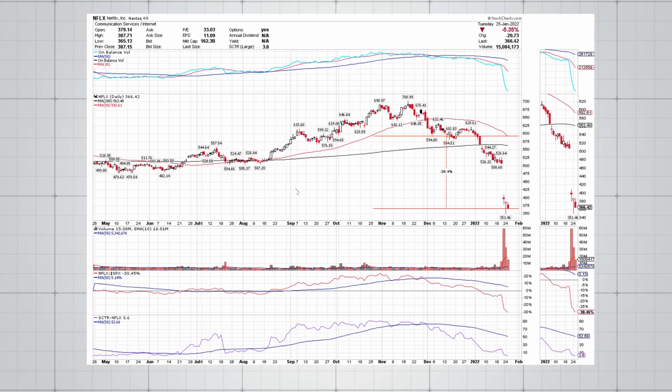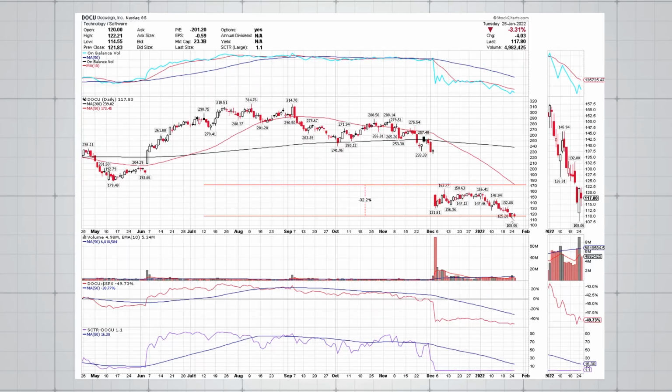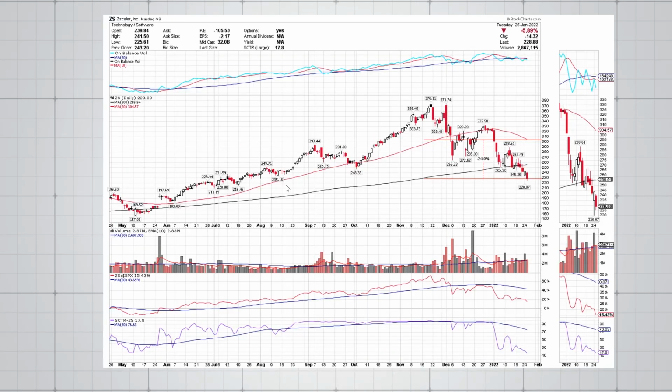Here we have Netflix, big drop. Here 38.4% below the red line, which is the 50-period moving average. Here we have 32.2% to the downside for Docusign, so another metric available here, red line to the current close.